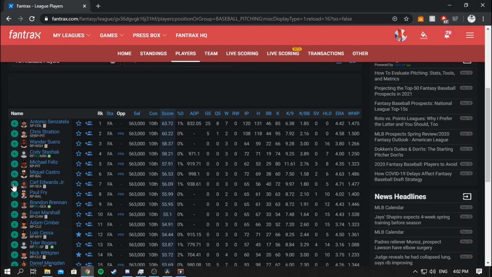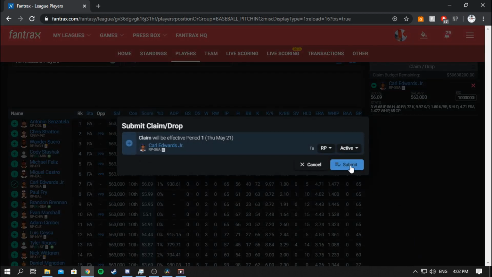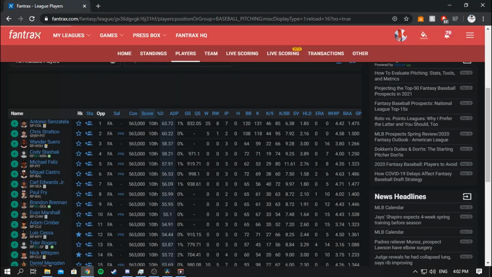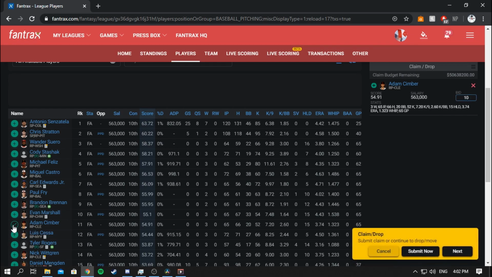Let's go Carl Edwards. Please don't pay $10 for Carl Edwards. This is just an example. Okay, so what I say, we want 4 pitchers, willing to pay 10, 5, 3, and 2. Okay, so let's pick another one, Simber. 10.